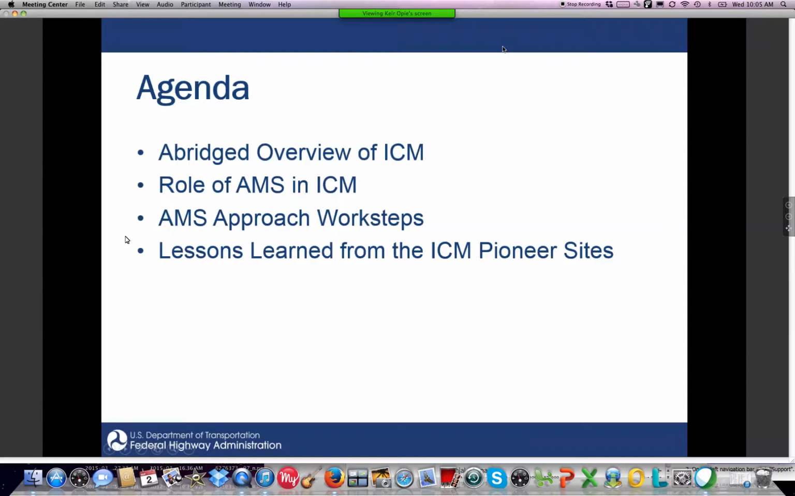So just a brief agenda, a very abridged version of the overview of ICM, since we did see most of this yesterday. Discussing what the role of AMS is within an ICM analysis, and then looking at some recommended AMS approach work steps, and finally we'll look at some lessons learned from some of the ICM pioneer sites.